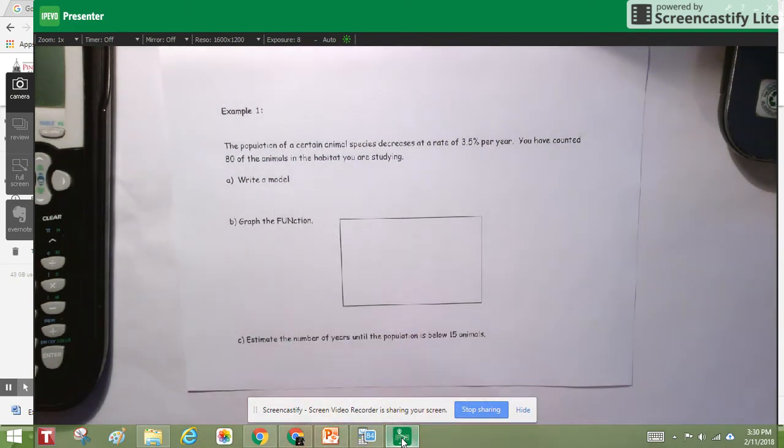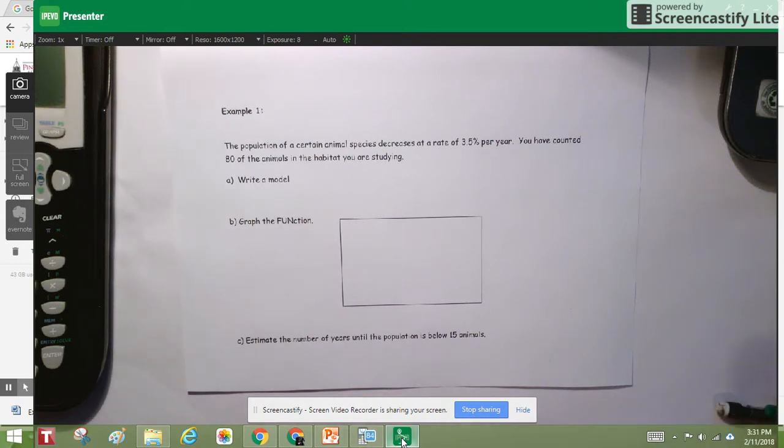The population of a certain animal species decreases at a rate of 3.5% per year. You have counted 80 of the animals in the habitat you are studying. So the first thing you need to decide is whether you're going to use your exponential growth equation or your exponential decay equation. If you decide it's exponential growth, then you also need to decide, are you going to use your standard yearly growth equation, or do you need to use your compound equation?